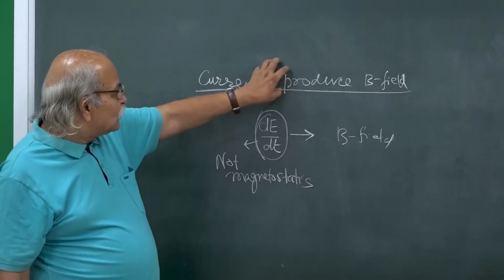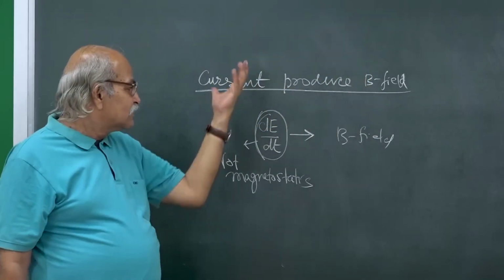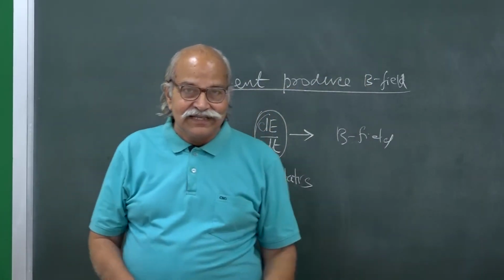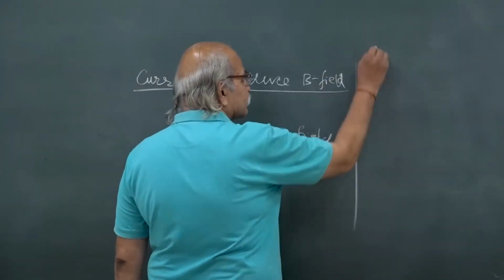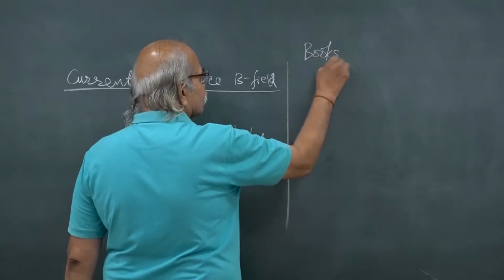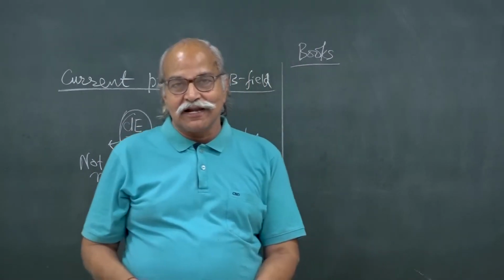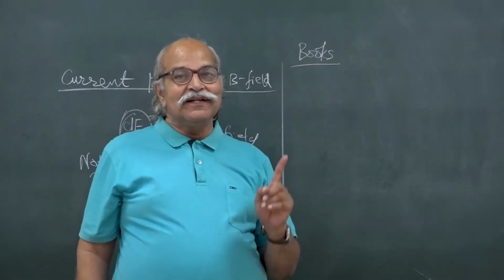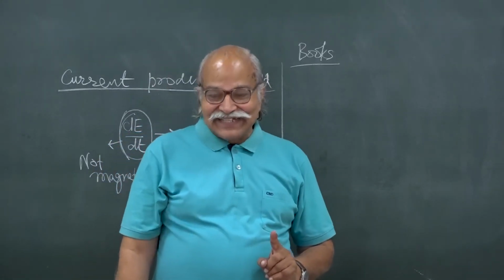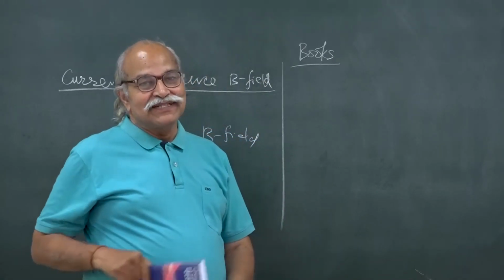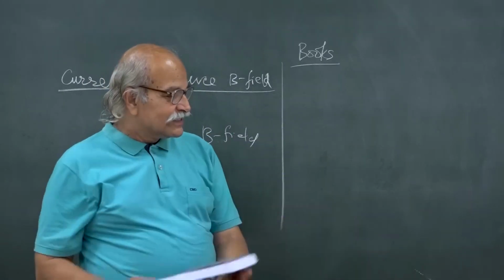So, we will concentrate on how current produces magnetic field and how this magnetic field interacts with materials and other things. Now, last for today's lecture, books. No matter how I teach and how I speak and how I demonstrate, ultimately you have to go home and revise the things and read the books. And therefore, books are very, very important. So the main book that I will be following in this course is Classical Electromagnetism by H. C. Verma, recently published.